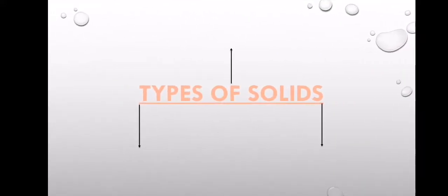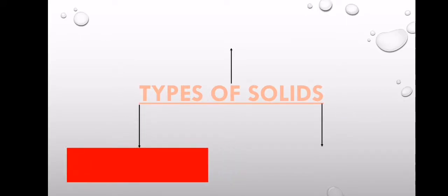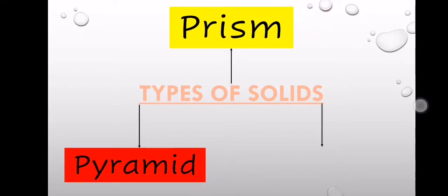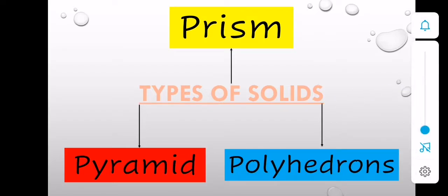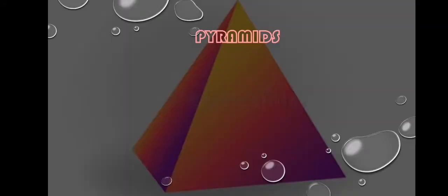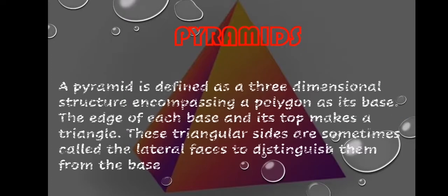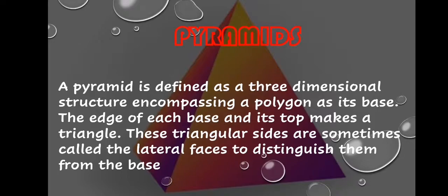Now, we have types of solids and the arrows make it clear that there are 3 types of solids, which are pyramids, prisms and polyhedrons. Let us move towards the first type of solid, that is the pyramid. A pyramid is defined as a 3-dimensional structure encompassing a polygon as its base. So it's clearly understood that the base is always a polygon and triangles arise from it. The number of edges in the base gives it a name, like the picture behind is of a square pyramid. The triangles are called lateral faces.